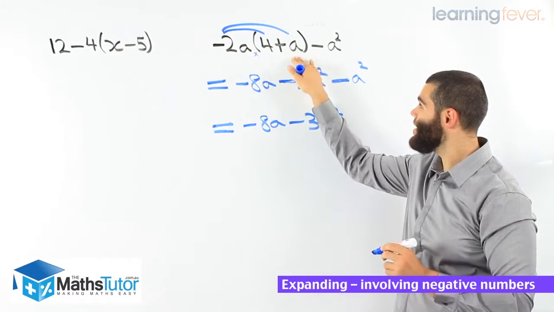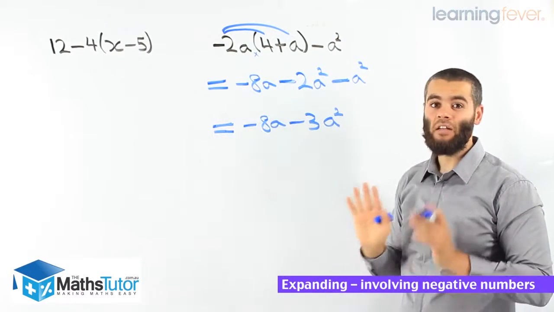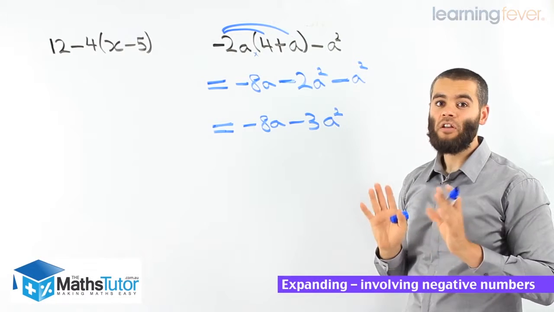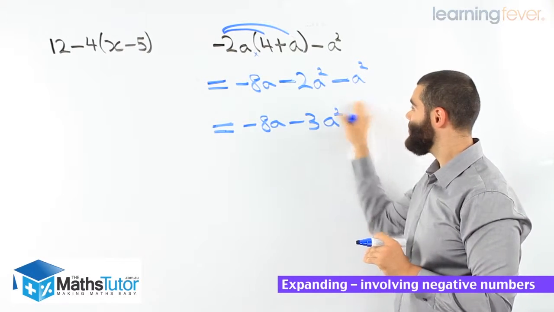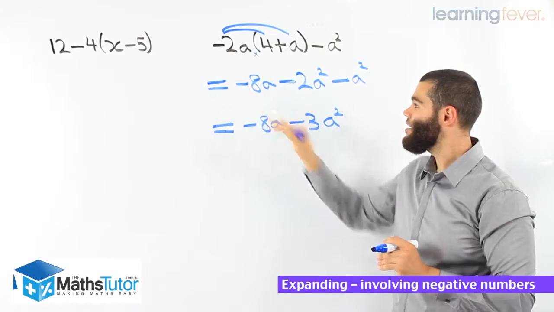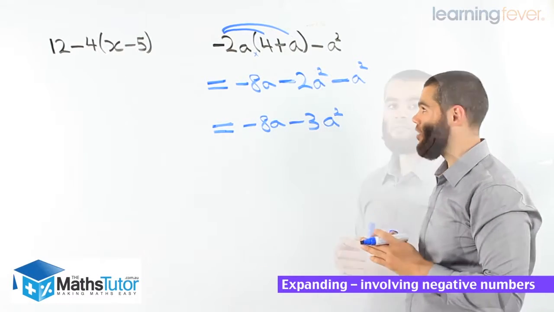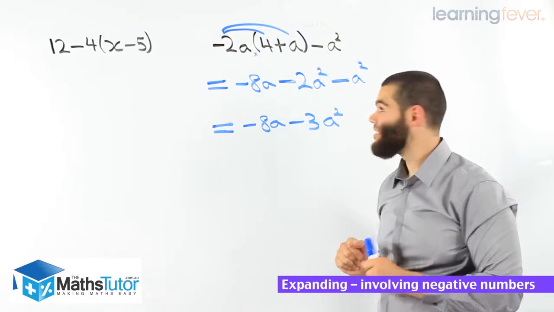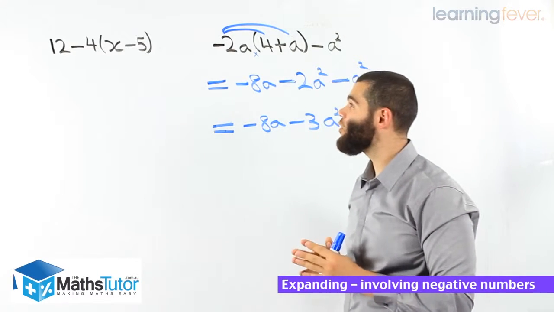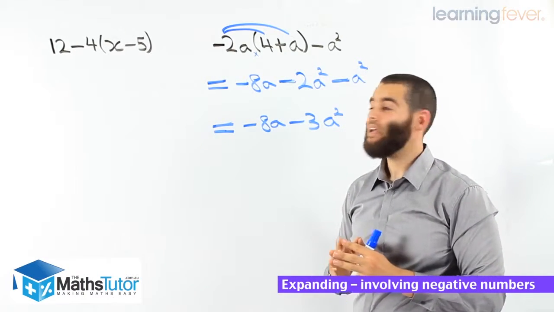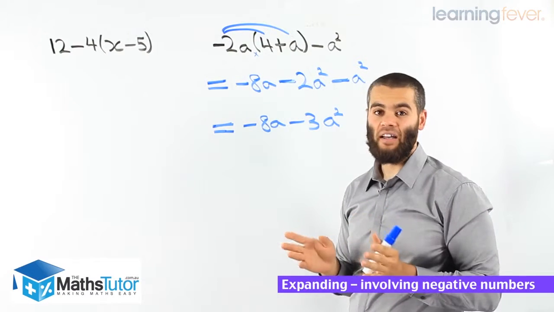Again, expanding, and then we have to simplify. Don't make that mistake of not simplifying, and then you leave the answer here, and then you think you've finished, when in fact you haven't. You lose marks and you get it wrong. Let's do the last one. We have 12 minus 4, open bracket, x minus 5.